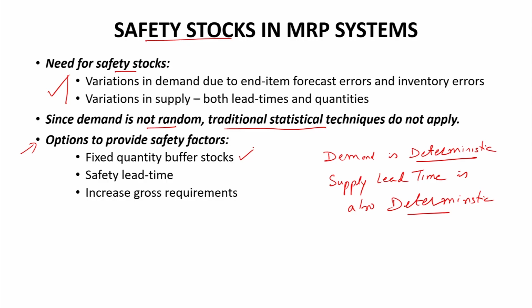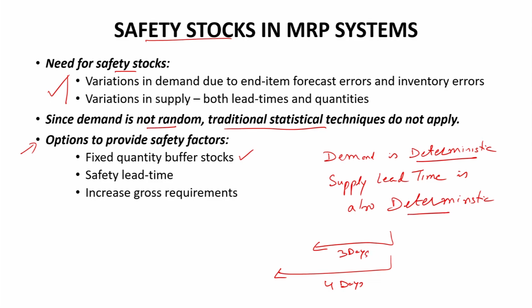We may decide to keep a buffer stock of 100 units for this, or we can have a safety lead time. Though the normal lead time is 3 days, we place the order 4 days in advance. So, we will keep 1 day of safety lead time. That material comes 1 day early, or even if it is delayed, it will not affect my production.